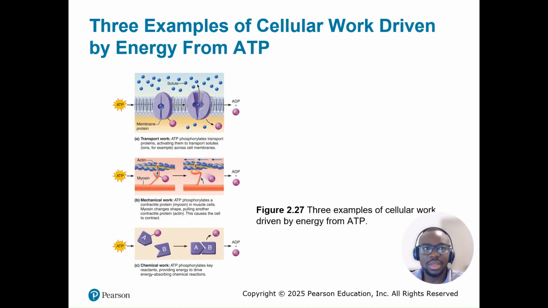In Figure C, energy from ATP is used to power cellular chemical work. ATP phosphorylates key reactants, providing the energy to drive chemical reactions that consume the energy from ATP. For instance, the energy causes 2 separate reactants labeled A and B to join together and form the product AB. In all 3 cases here, you can see that after ATP releases energy, it yields ADP, or adenosine diphosphate, and an inorganic phosphate group.